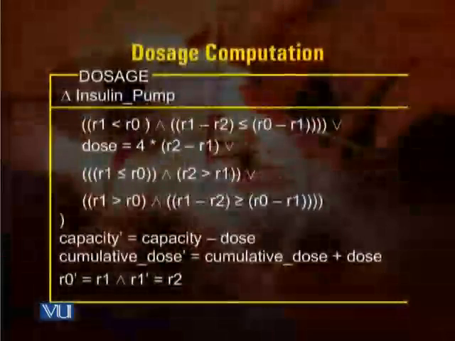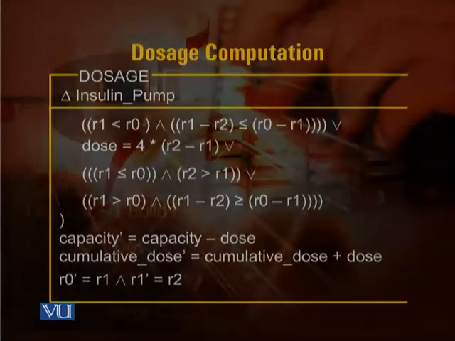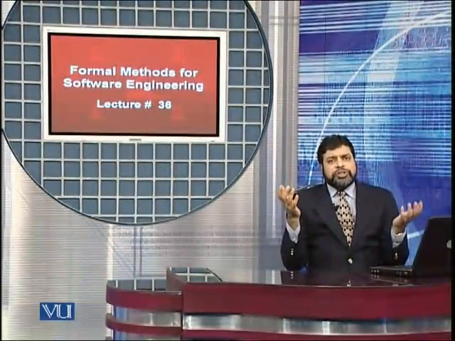reduced by that amount. That is, if previously we had 45 units and the dose was calculated to be equal to 3 units, then we do this 45 minus 3, so the new capacity would be 42 units. So this is a very straightforward, simple thing. The cumulative dose, the new value is equal to the old value of the cumulative dose plus the dose. Once again, a straightforward calculation, nothing very difficult to see, it's trivial.